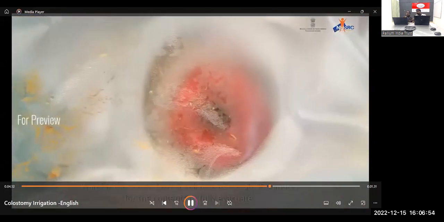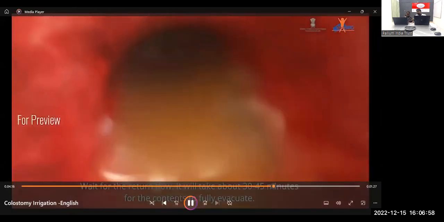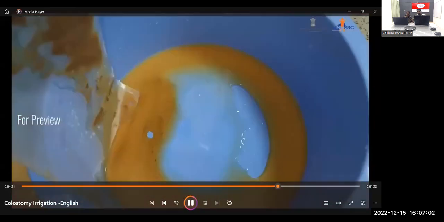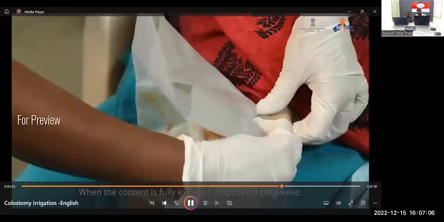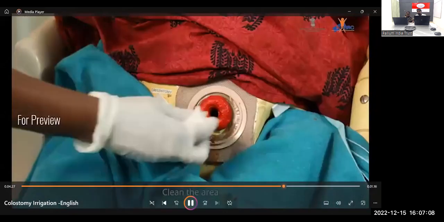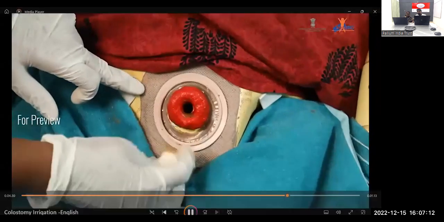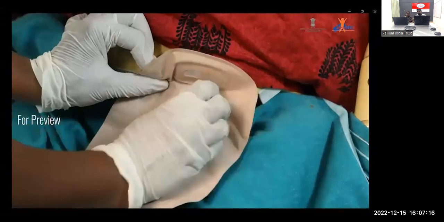Wait for the return flow. It will take about 30 to 45 minutes for the contents to fully evacuate. When the content is fully expelled, dispose of the sleeve. Clean the area and replace it with a new colostomy bag.